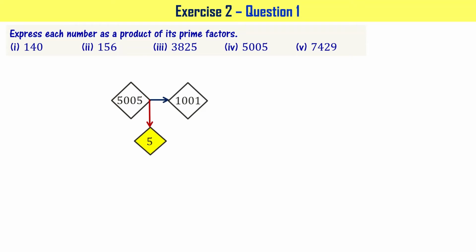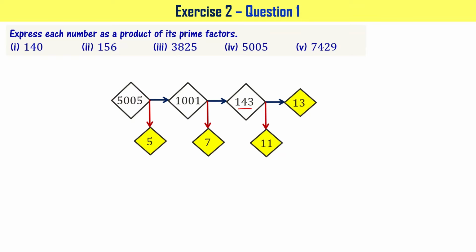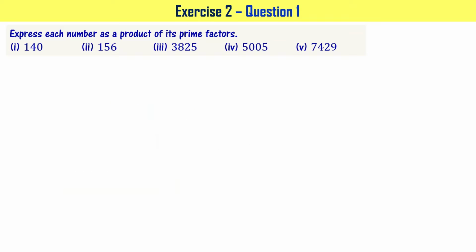It can be written as 5 times 1001, right? It can be written as 7 times 143. 143 can be written as 11 times 13. Here 5, 7, 11 and 13 are the prime numbers, right? So let me write 5005 as 5 times 7 times 11 times 13. Got it? Now let's look at the last part of the problem, that is 7429.